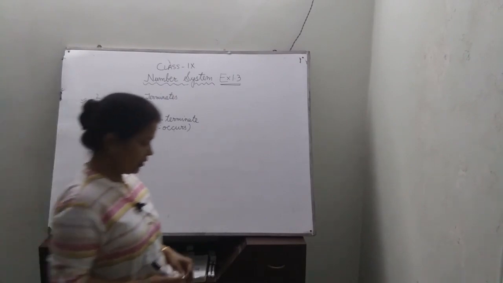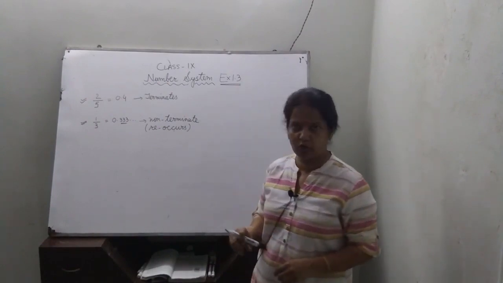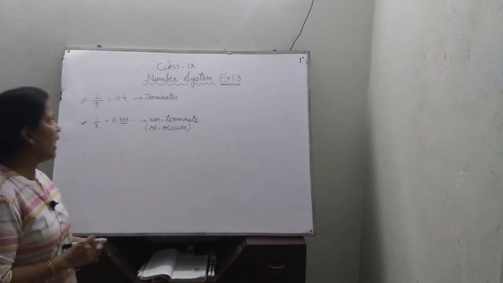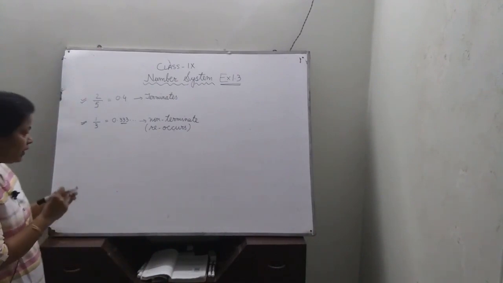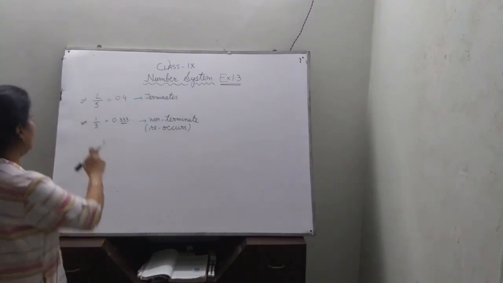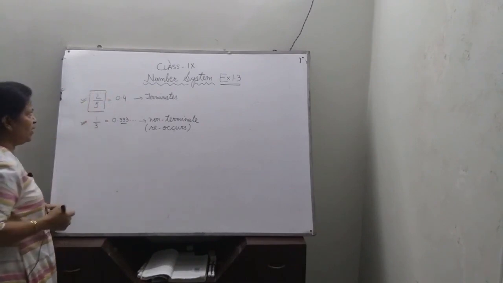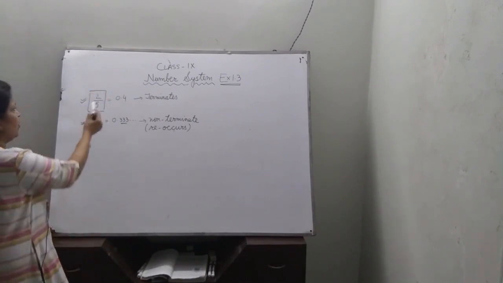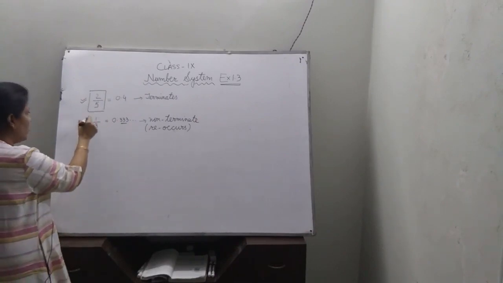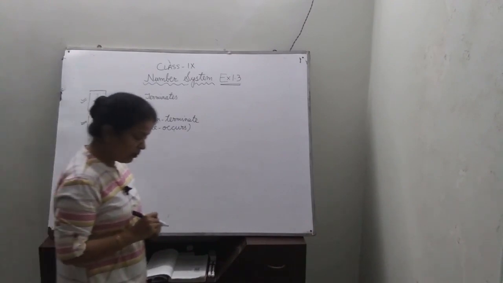Good morning, students. Before we go to exercise 1.3, we will again take the concept of rational numbers and irrational numbers in a little bit more exact form. If you see this 2 by 5, tell me whether it is a rational number or not. Yes, it is a rational number as it is written in 2 by 5 form. And what about this 1 by 3? Is it also a rational number?